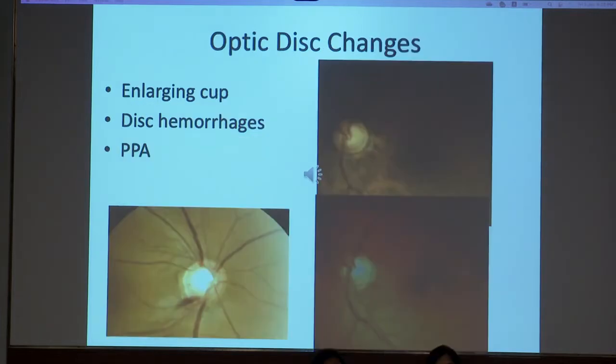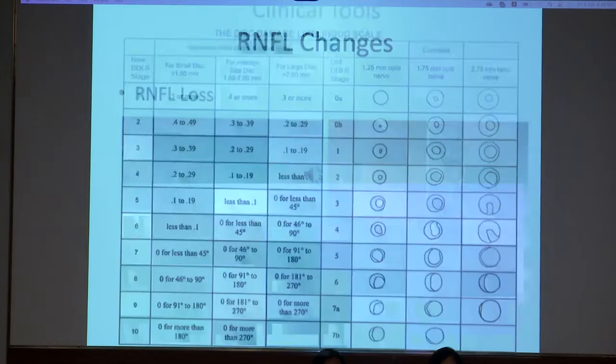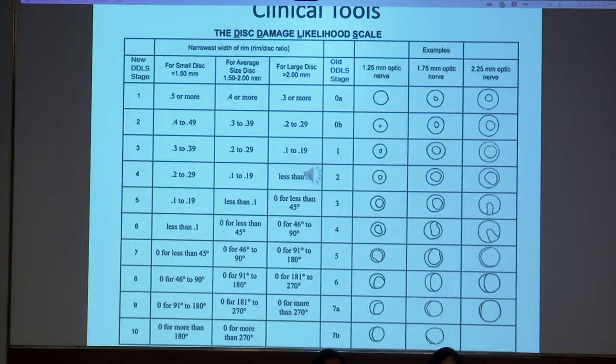Probably the most definite sign for glaucoma progression are changes on the optic nerve head: an enlarging cup, development of disc hemorrhages, or increasing peripapillary atrophy all indicate glaucoma progression. Changes in the retinal nerve fiber layer, such as a progressive loss of RNFL, is an indication of progressing glaucoma. Tools such as the disc damage likelihood scale may be utilized to document progression.